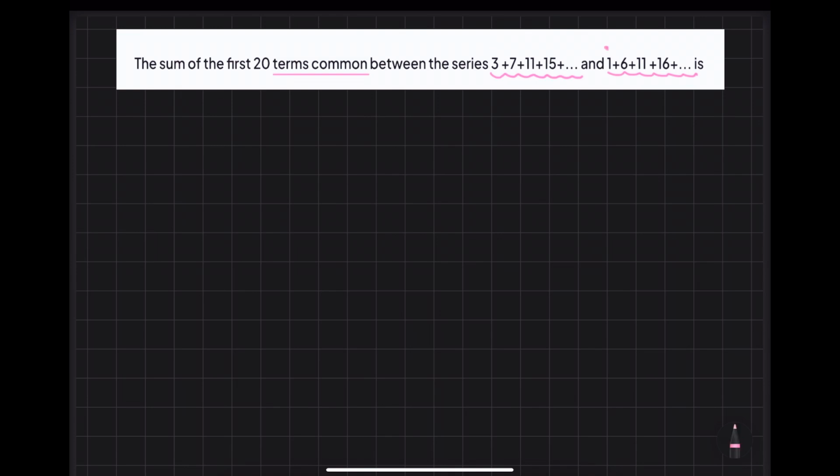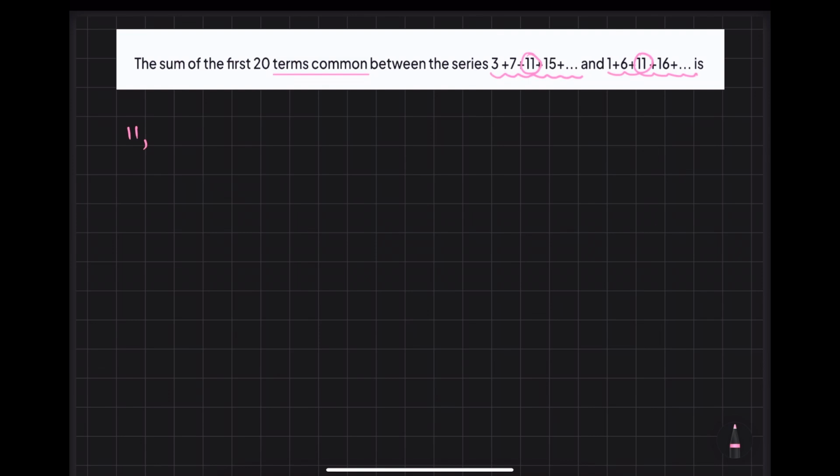Now look at this other series: 1, 6, 11, 16. If you observe, this is also in AP. So we have to find out the common series. Okay. For the common series, we have to first find out the common element. So if you observe, directly you can find the common element, 11.